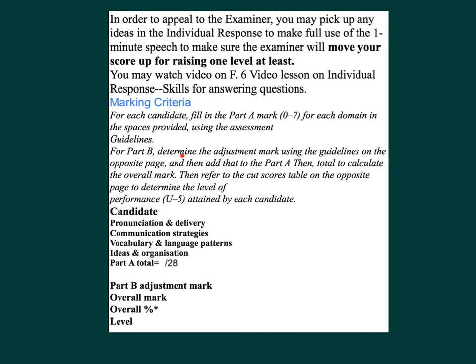For Part B, determine the adjustment mark using the guidelines on the opposite page, and then add that to the Part A, then total to calculate the overall mark. Then refer to the cut score table on the opposite page to determine the level of performance, rule of 5, attained by each candidate. That is to say, the Part B adjustment mark is added to the Part A marks to come up with an overall mark, then overall percentage, and then the level of performance attained by each candidate.